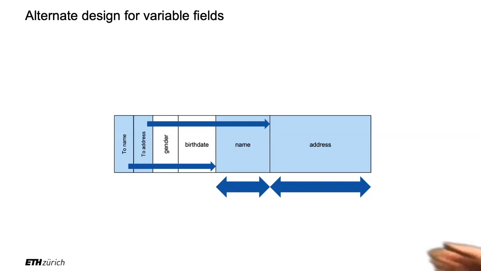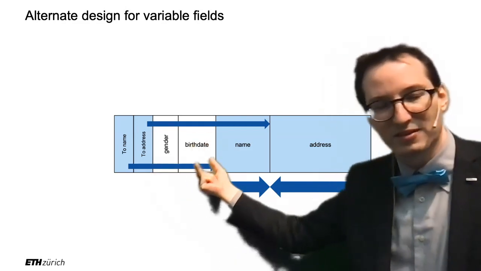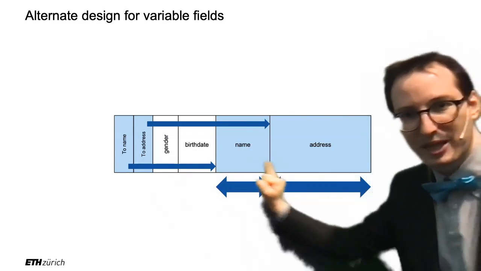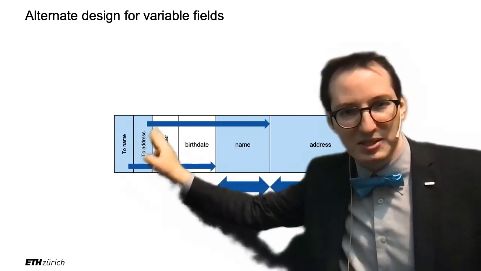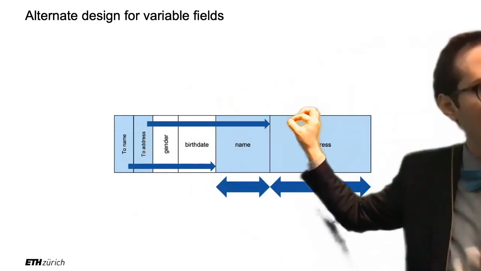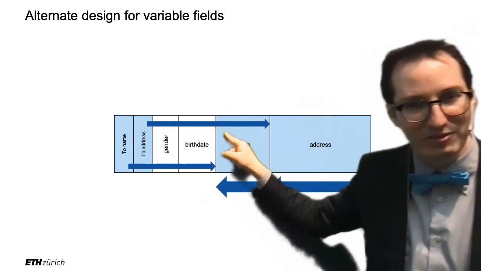So you basically have here the gender, that's 1 character, birth date is just 4 plus 2 plus 2 plus 2 dashes. And here the name might vary, the address might vary, and you just put additional pointers in there that basically point to the start of the name and to the start of the address. You need that because it's not always at the same location. That's why you need the additional information.